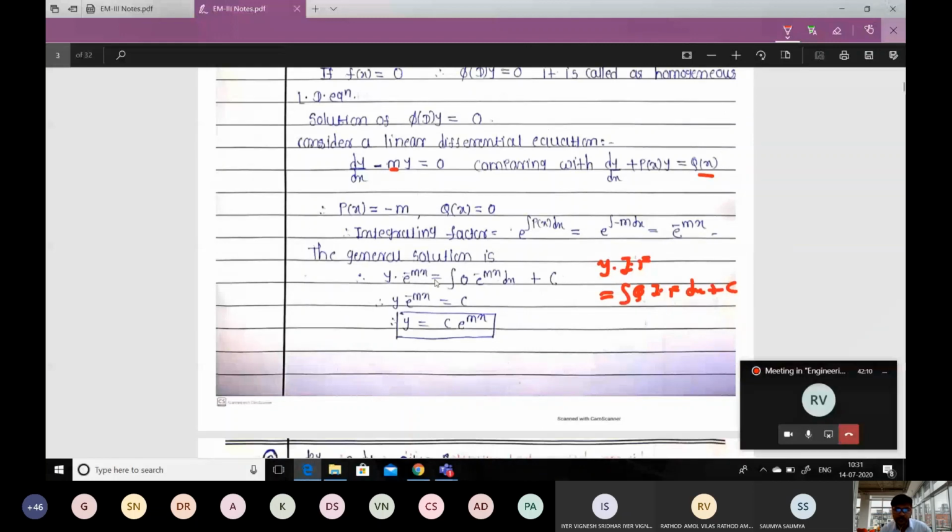Written here is equal to right hand side. What is the q? Q is nothing but 0. So this whole integral becomes 0, and another constant, say it is c. So y times e to the power minus mx is equal to c, and therefore after multiplying both sides by e to the power positive mx, we get y is equal to c times e to the power mx. So we can see whenever you deal with the differential equation, you are going to get the solution in terms of exponential function. Okay, then what is the use of this exponential function?